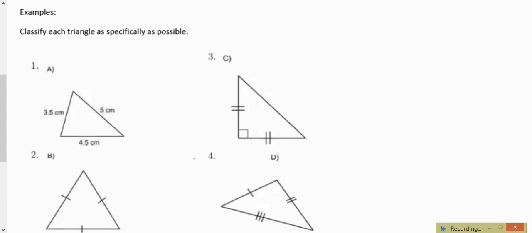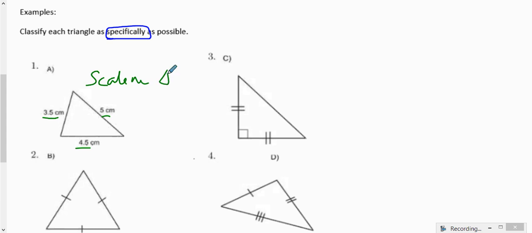Section 3, Video 2. Classify each triangle as specifically as possible, and that is important to understand that phrasing. We'll come back to that in a minute. So our first triangle we're looking at, by the information given, we have all three different length sides, so by definition that is a scalene triangle.